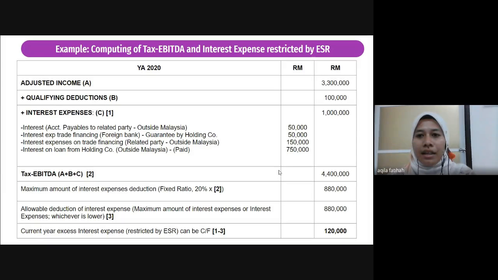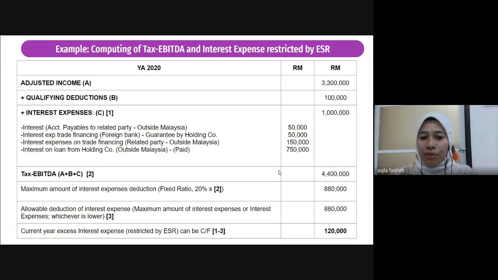After that, we want to know the allowable interest expense deduction under ESR. We choose the lower of the maximum amount or the interest expense. In this case, the interest expense is 1 million and the maximum amount is 880,000. So we choose the maximum amount because that is lower. So 880,000 is the allowable deduction of interest expense.